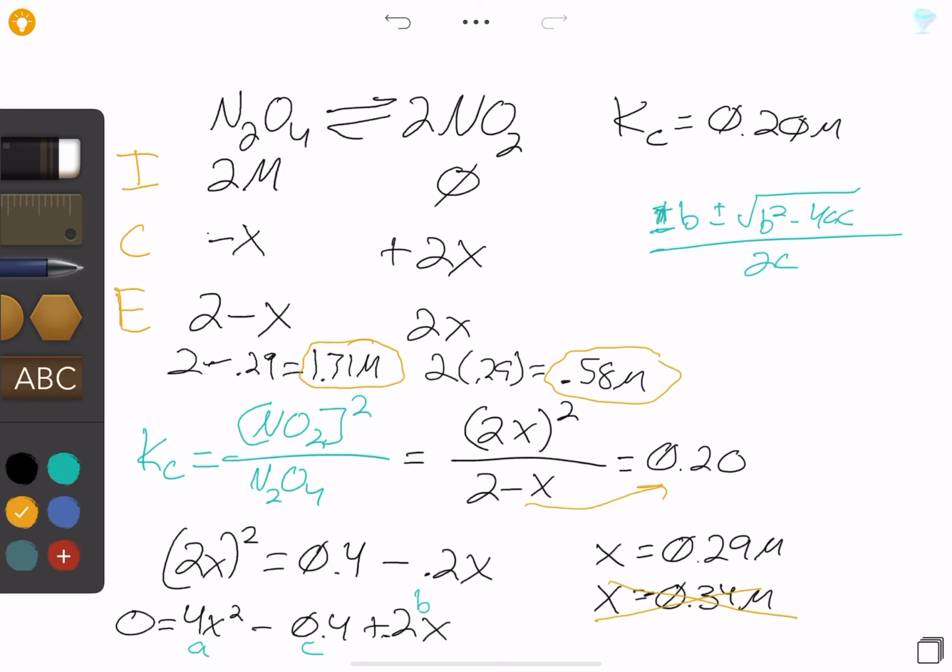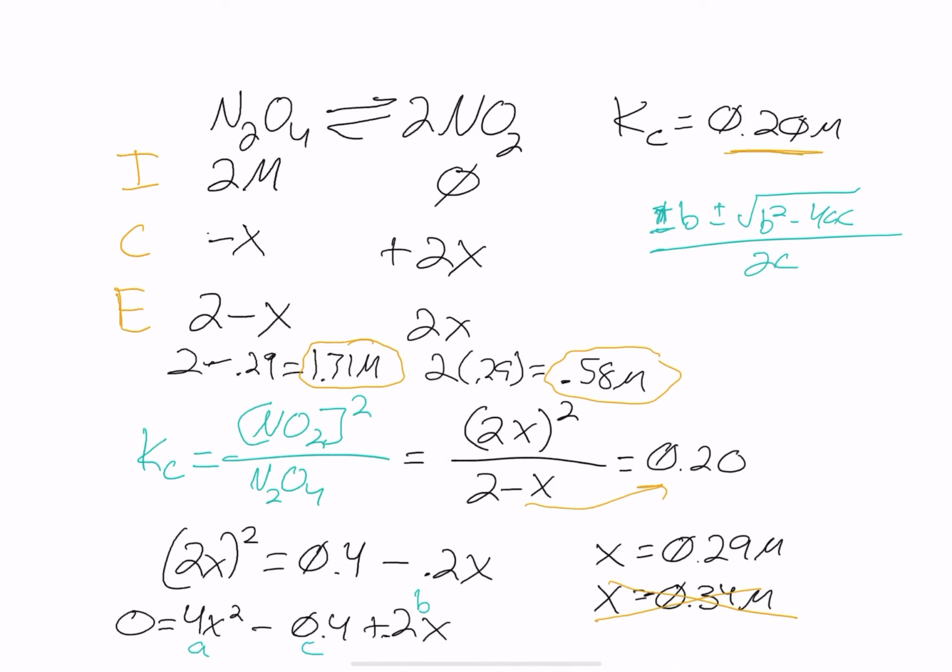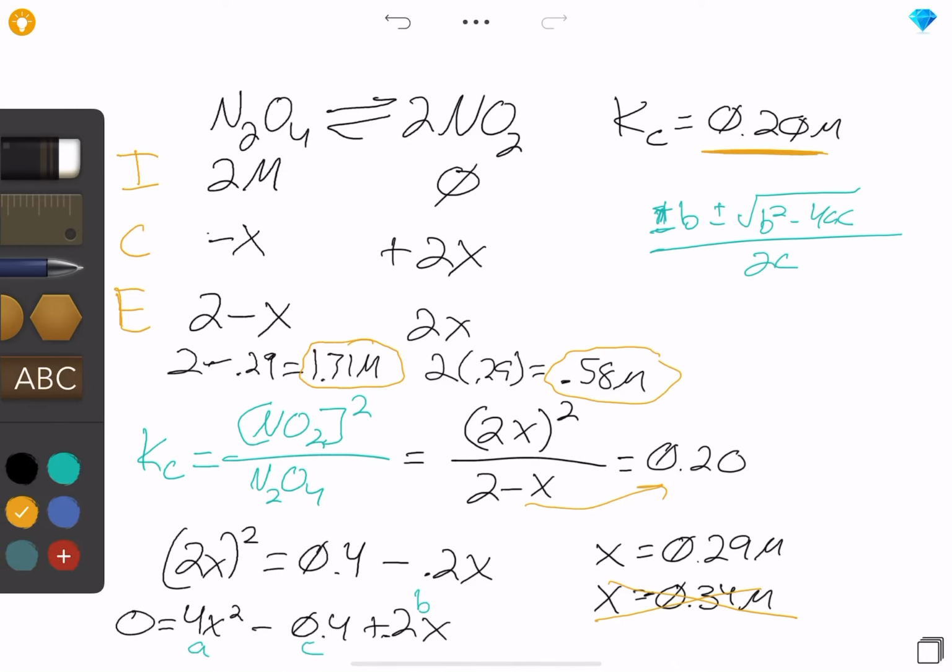And this makes sense because Kc is pretty small for this reaction. So you would expect to see not nearly as many products as reactants that we started with. Okay.